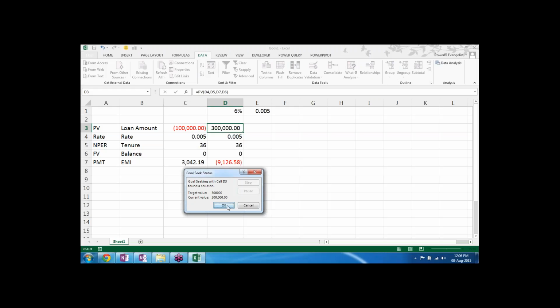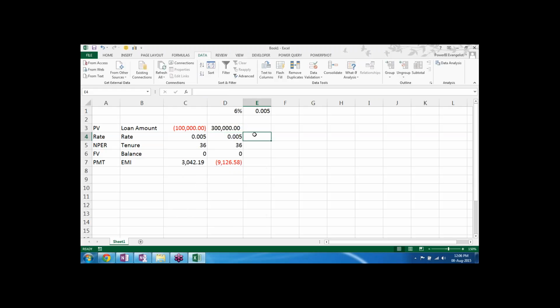So just an idea is you say that okay. I say okay. So automatically what will happen? This data will be punched over here. So the value will be changed. Automatically your loan amount will also be changed. So this is what Goal Seek is. So it can be used for many different places.